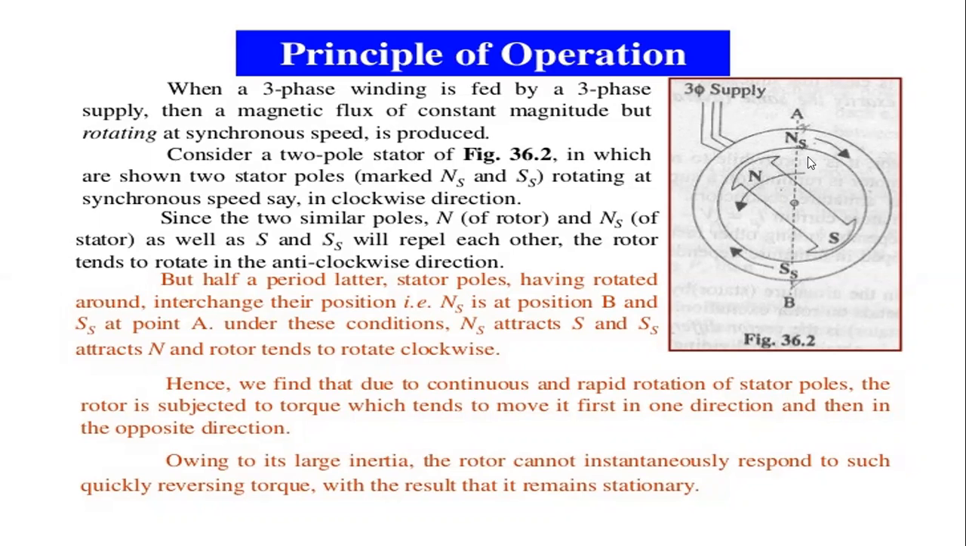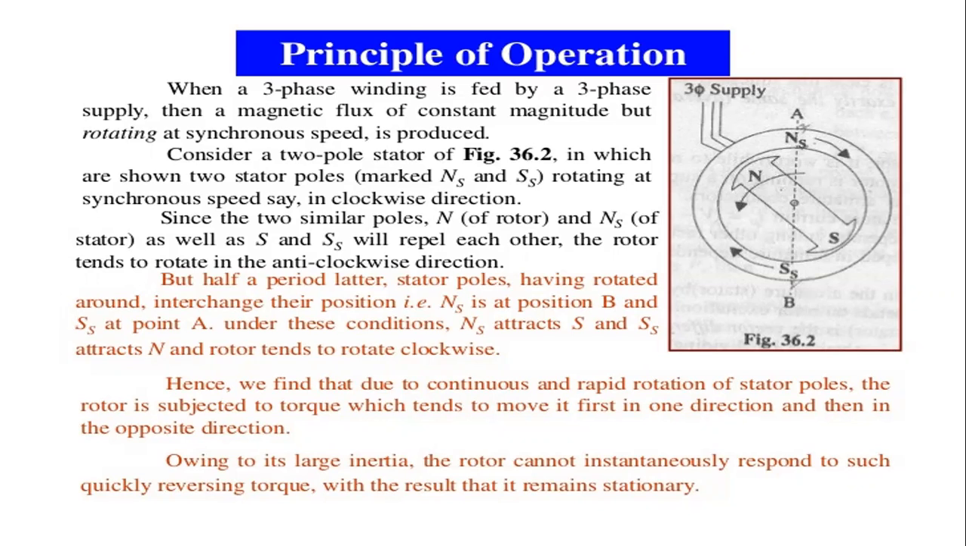We are well aware that the same poles repel each other. Therefore, NS and N repel each other, and S and SS also repel each other. Therefore, the rotor tends to rotate in the anti-clockwise direction. This rotor is rotated in the anti-clockwise direction. Clear?